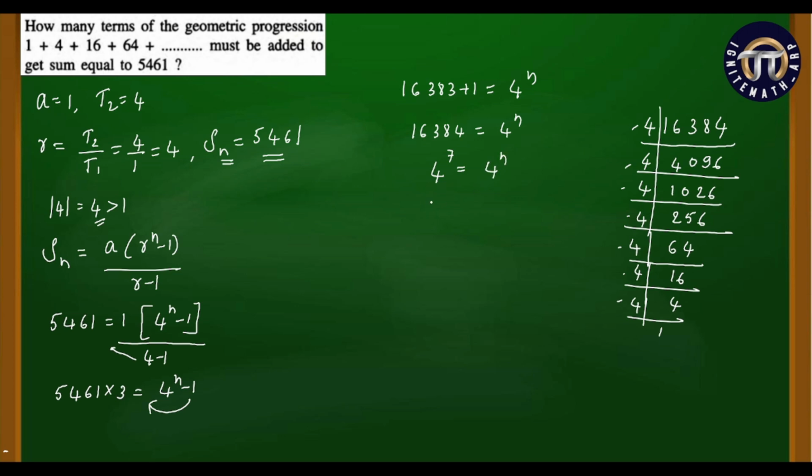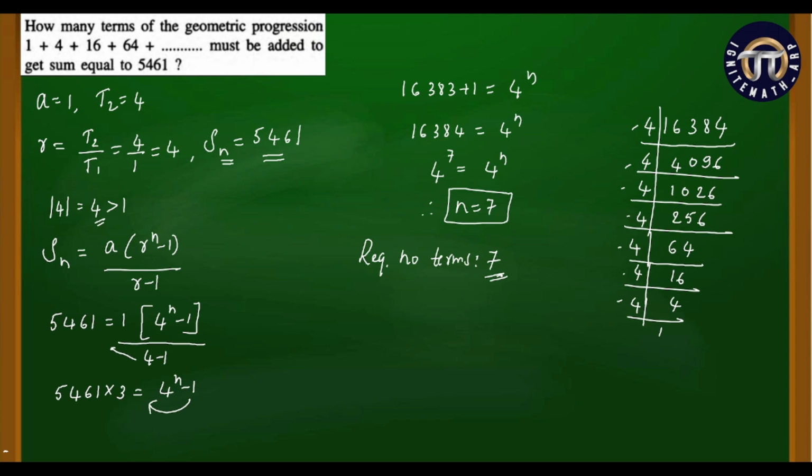Since the bases are equal, equate the powers. So I can write n is equal to 7. So the required number of terms which are to be taken to get the sum of 5461 is 7. Is it clear, children? I hope so. This is clear to you.